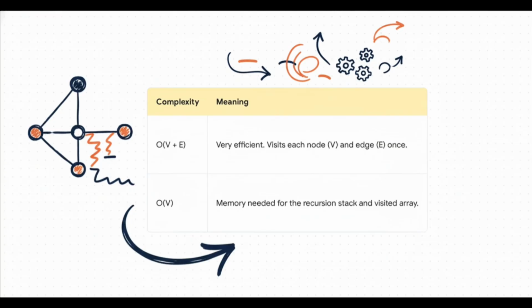What's absolutely amazing about DFS is its incredible efficiency. It can chew through massive networks with millions of nodes and not even break a sweat. The reason is simple. Because it keeps that visited list, it is guaranteed to only look at each node, or V, and each connection, or E, exactly one time.